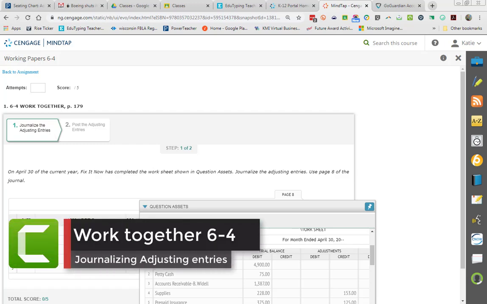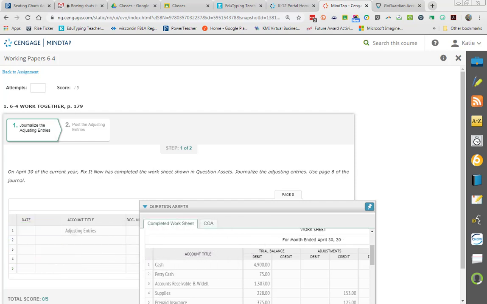Of the current year, Fix It Now has completed the worksheet in question assets. Journalize the adjusting entry. Use page 8 of the journal. So what I have here under my question assets is the completed worksheet, just like we would have done in Work Together 1, 2, and 3. And then we have our chart of accounts here.